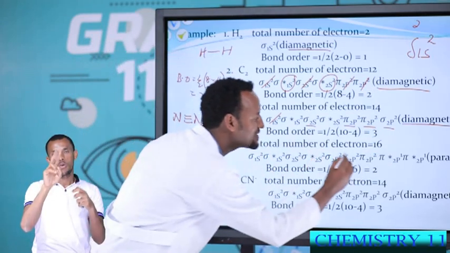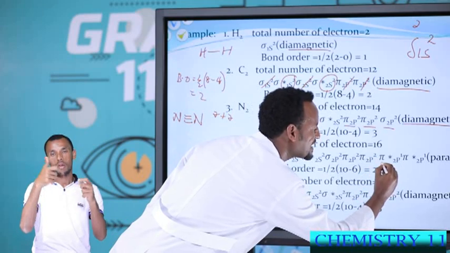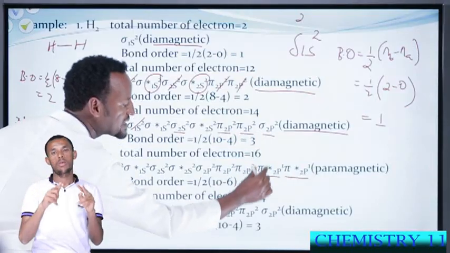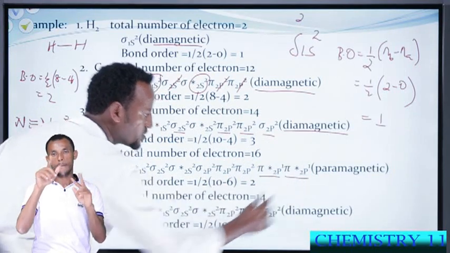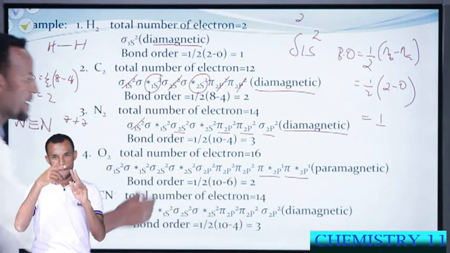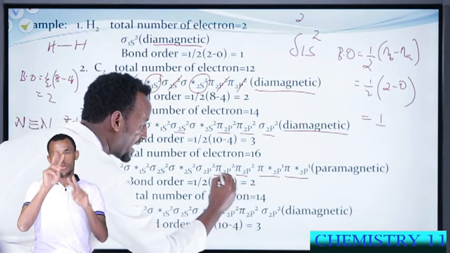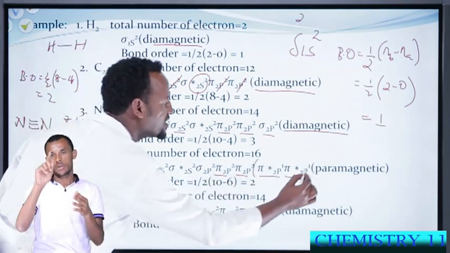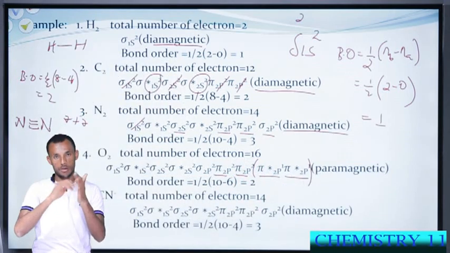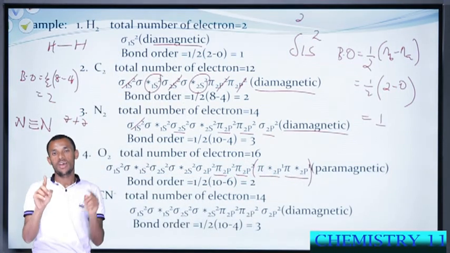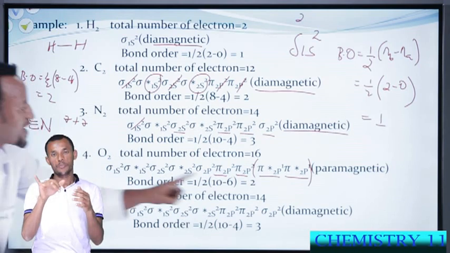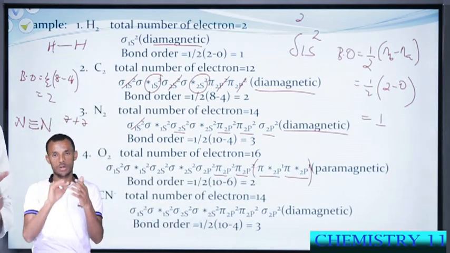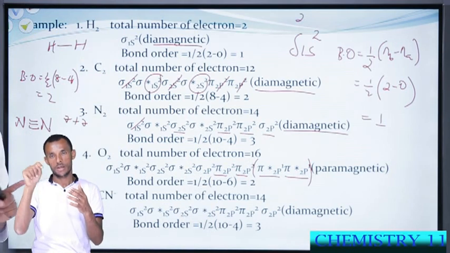2 electrons. But the 2 electrons are present in pi star 2p, another pi star 2p. Pi 2p and another pi 2p. These two are degenerate. Again, these two are degenerate. Degenerate means what? The same energy level. Because of the same energy level, these 2 electrons are placed 1, 1, not 2, 0. For degenerate orbitals, electrons are shared equally.